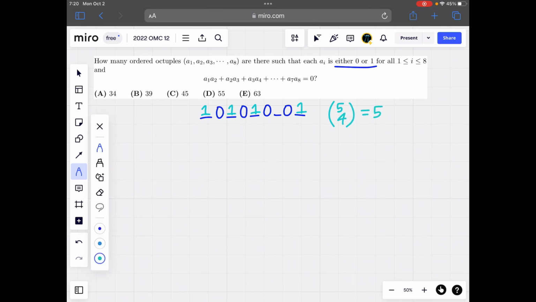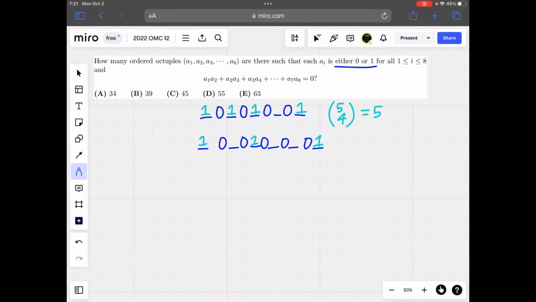Now, if there are 5 zeros and 3 1s, then we have to put the 3 ones in these 6 spaces. For example, this can work.